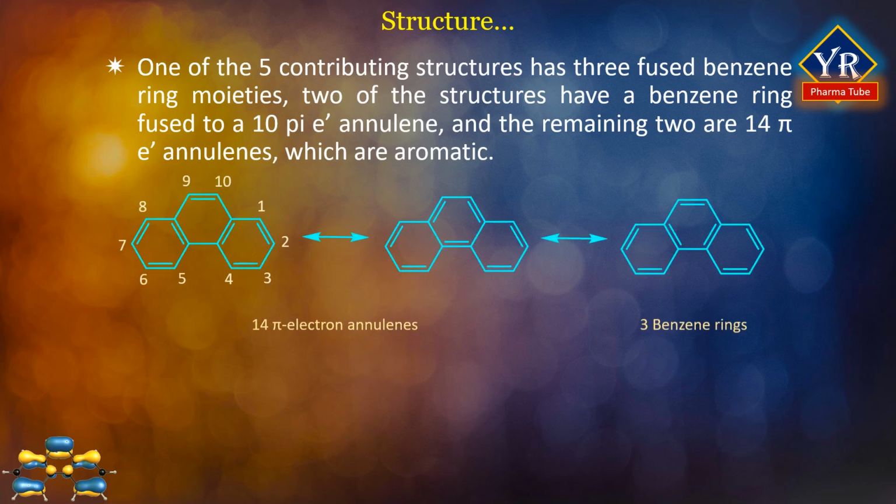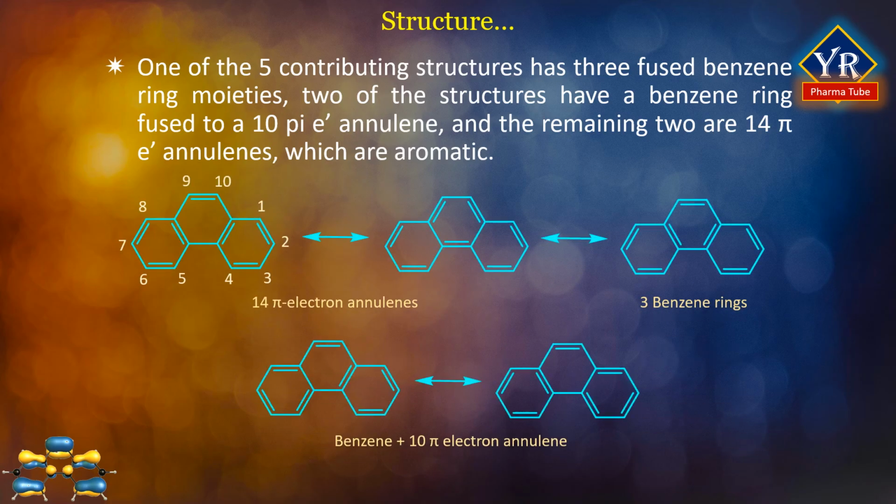One of the 5 contributing structures has 3 fused benzene ring moieties. 2 of the structures have a benzene ring fused to a 10 pi electron naphthalene, and the remaining 2 are 14 pi electron anthracenes, which are aromatic by the Hückel rule.